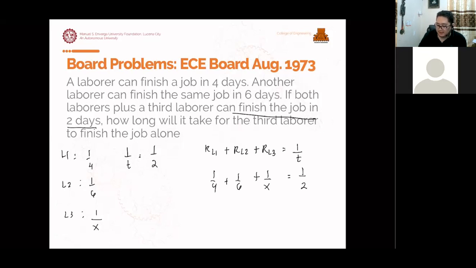Ngayon, combine lang natin. So, siguro by calculator na lang, transpose nyo. 1/2 minus 1/4 is 1/4. Then 1/4 minus 1/6 is 1/12. Okay? Or pag tinanong natin, x is equals to 12 hours. 12 days pala. Hindi pala hours yung pinag-usapan natin. 12 days. So, ito po yung sagot natin.